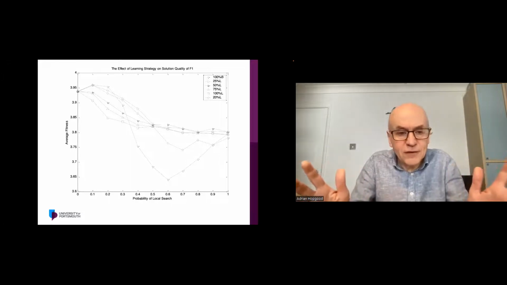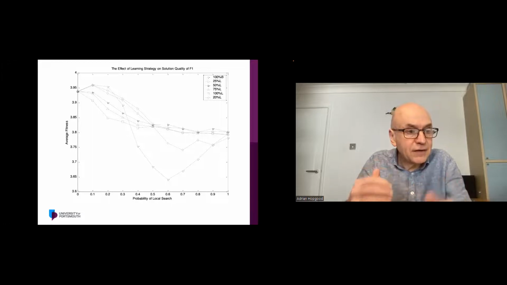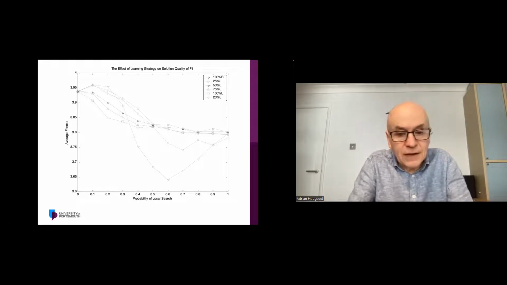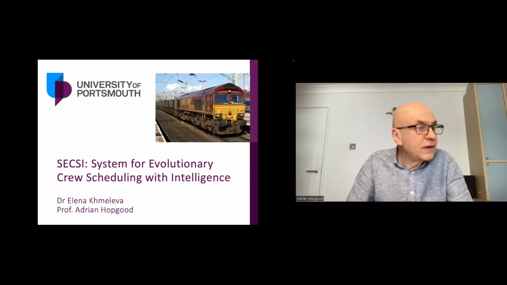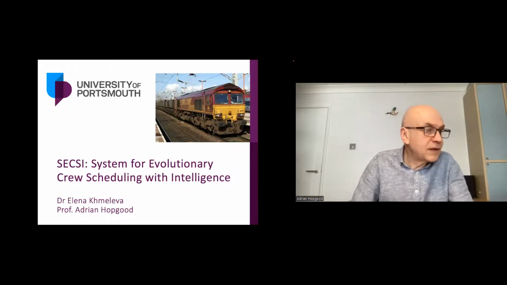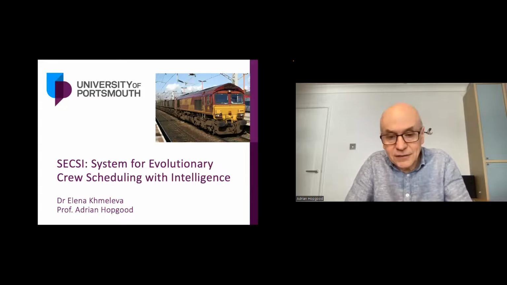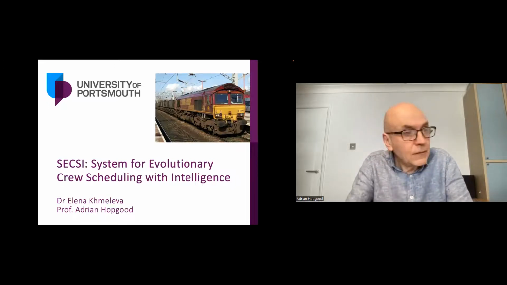But my key message, I think, throughout this talk is there are very many parameters with a genetic algorithm that you can adjust. And the most sophisticated genetic algorithms monitor their own performance and adjust their parameters accordingly. And I want to give you just such an example now, coming back to practical real-world examples. So this is an example of a system that we've called SEXI, which stands for System for Evolutionary Crew Scheduling with Intelligence. And it's about scheduling the train drivers for freight trains.